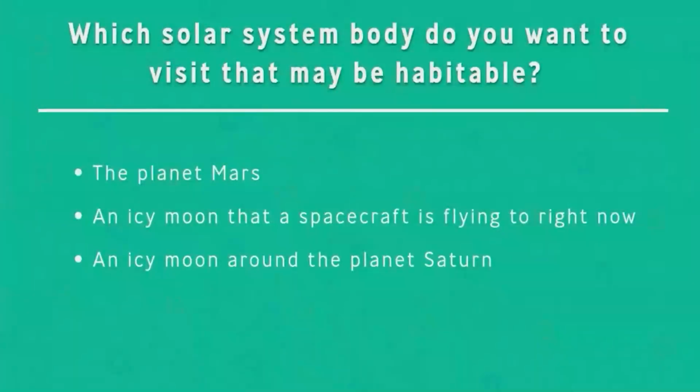Now that we've seen some of these places on Earth, where can we go elsewhere in the solar system where we can search for life? Now, I'll tell you right off the bat that we haven't found life outside of planet Earth yet, but we are interested in looking. So some of the places that we can look are the planet Mars, an icy moon that a spacecraft is flying to right now, or an icy moon around the planet Saturn.